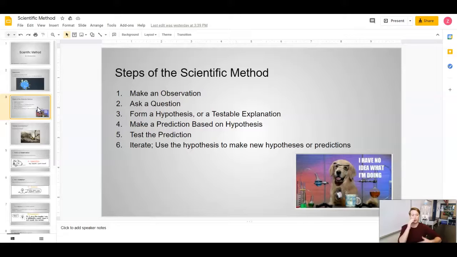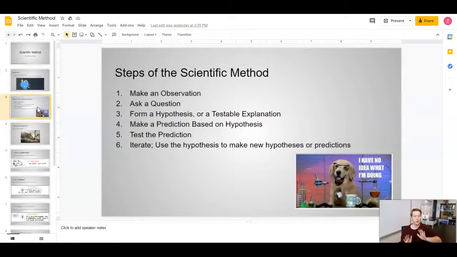Well, let's go through it real quick. Steps of the scientific method. First, you make an observation. 2, ask a question. 3, form a hypothesis or a testable explanation. 4, make a prediction based on the hypothesis. 5, test the prediction. 6, iterate. Use the hypothesis to make new hypotheses or predictions.